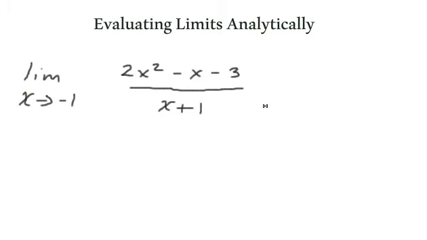So we end up with a 0 over 0, which means that we need to try to factor and cancel terms out. Okay, so let's do that. I'm going to rewrite the limit as x approaches -1. Now let's see, the numerator factors.